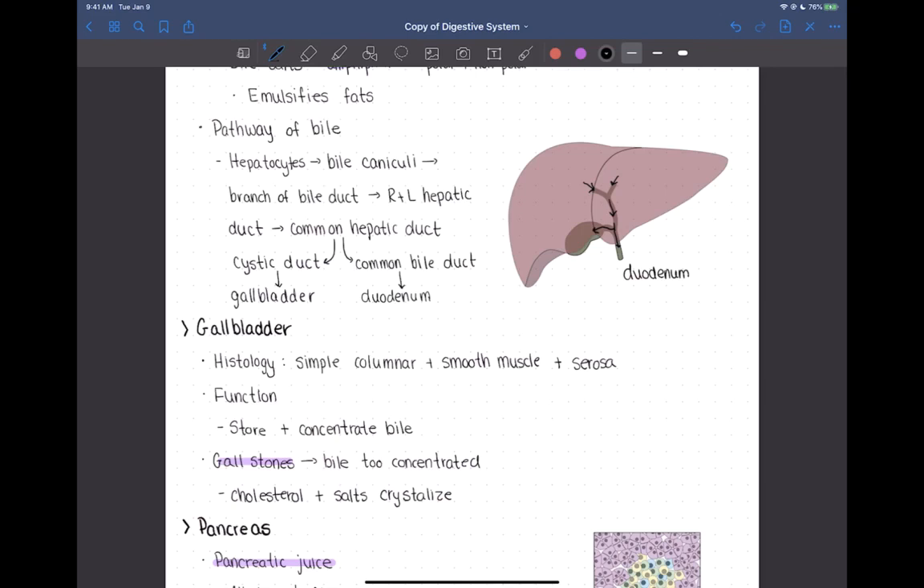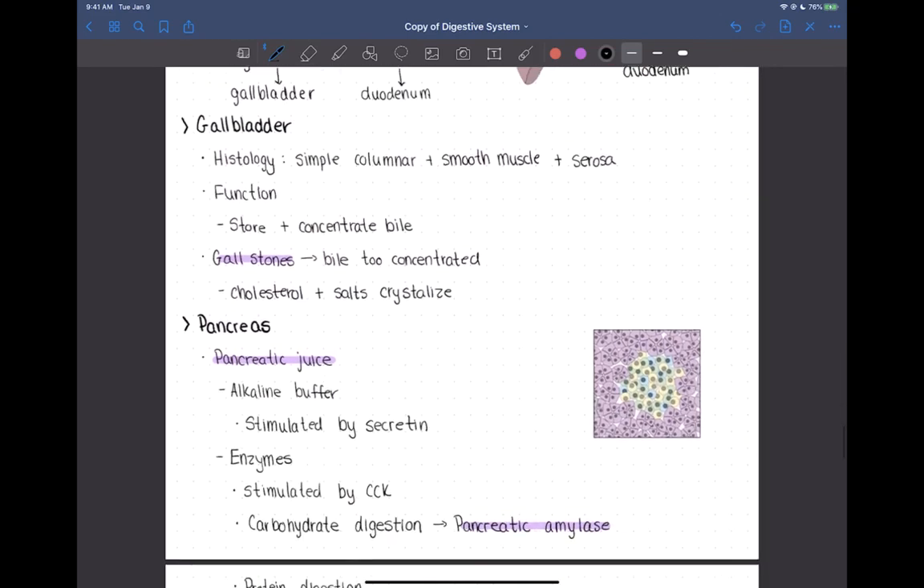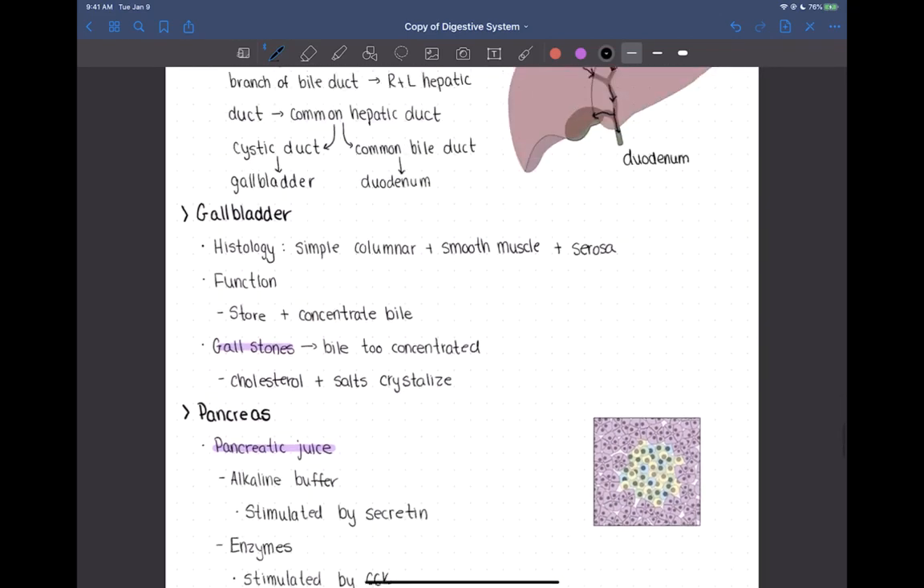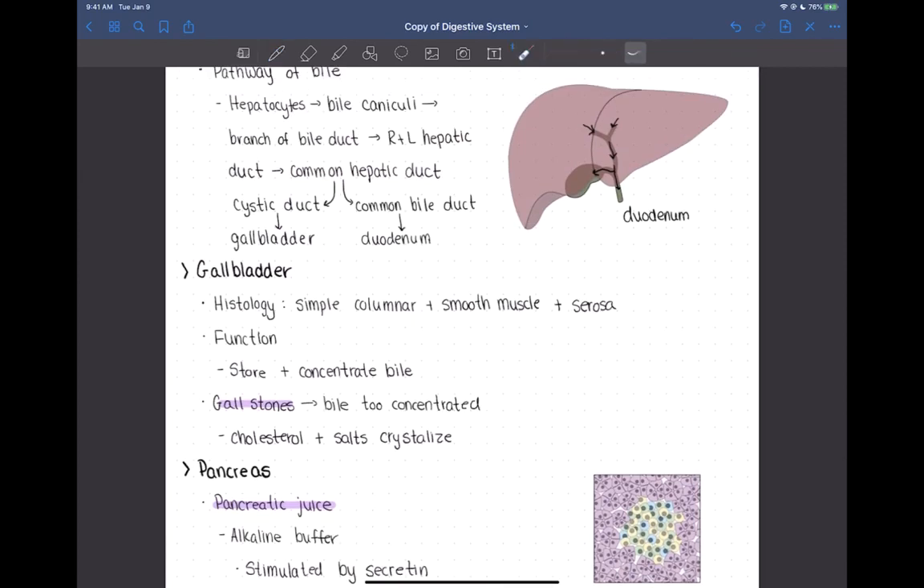Okay, and so the last topic for this video is going to be the gallbladder. We can see it here, this kind of pouch. It sits on the posterior side of the liver, and its histology is very simple. It's simple columnar epithelium, smooth muscle because the gallbladder can contract to release the bile, and then it's surrounded by serosa.